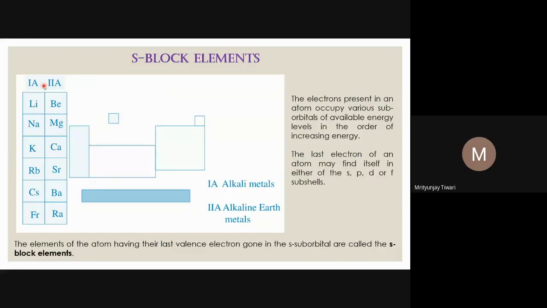Then the second group belongs to the alkaline earth metals. They are beryllium, magnesium, calcium, strontium, barium, and radium. Radium is again radioactive. So you should remember these elements: lithium, sodium, potassium, rubidium, cesium, beryllium, magnesium, calcium, strontium, barium.